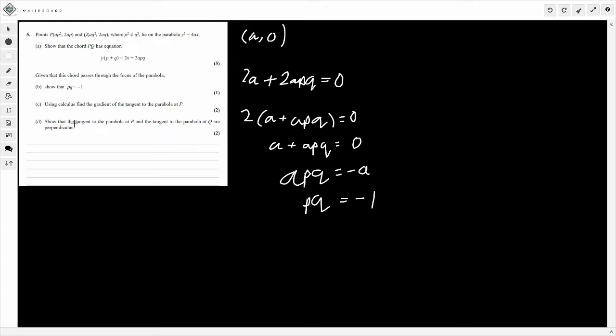So for C, we have to use calculus to find the gradient of the tangent to the parabola at P. So it's 2 marks. There's a couple of ways you can actually do this. My favourite way of doing it is to differentiate implicitly. So we do it down here, part C. What we're differentiating is y squared is equal to 4ax, and then we're going to sub in the point at P.